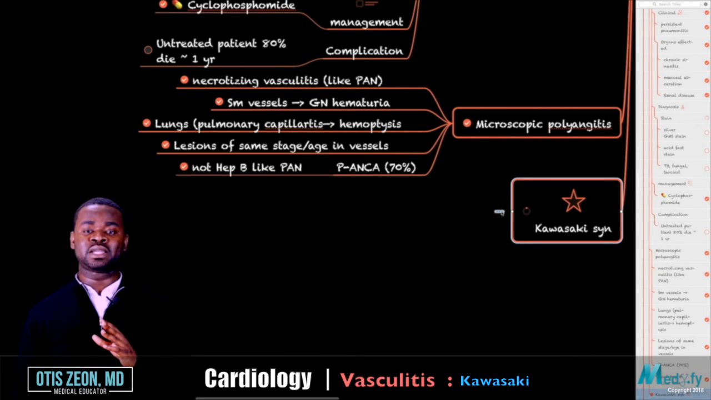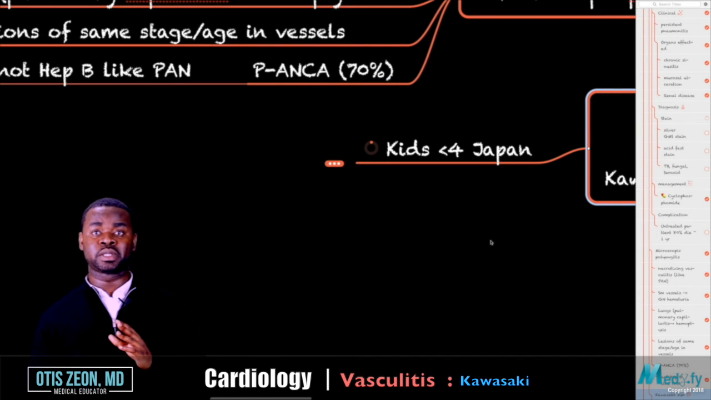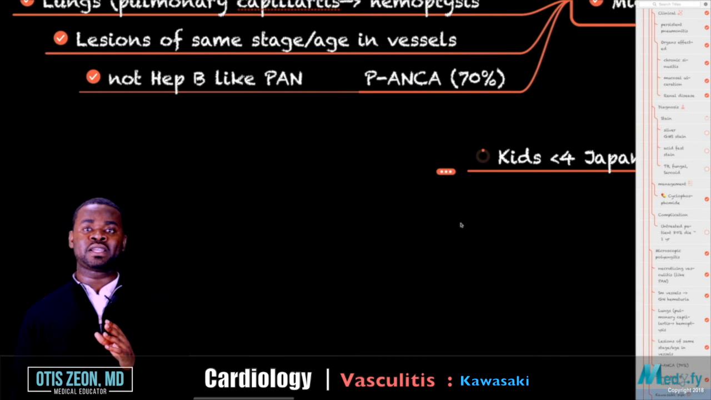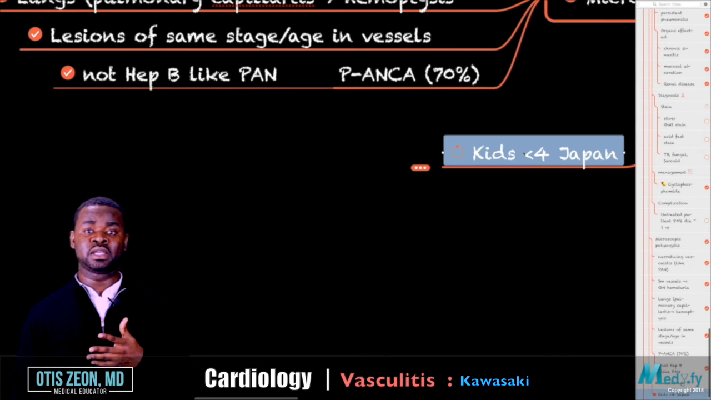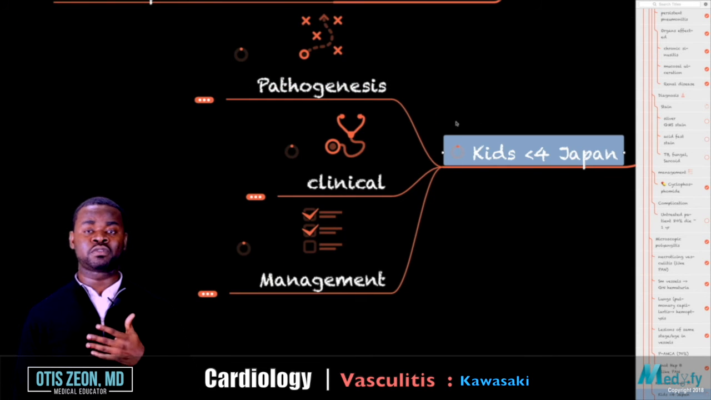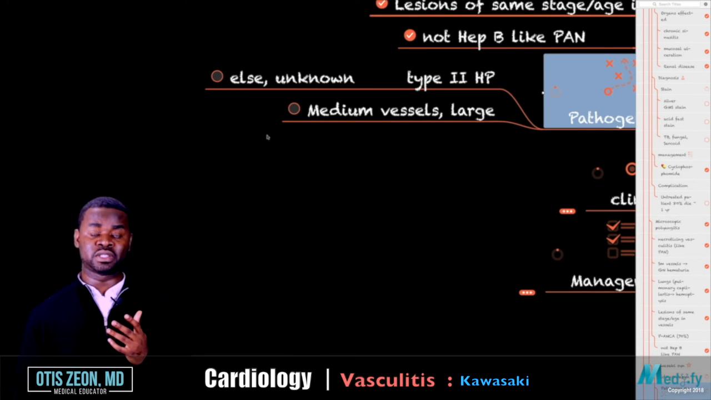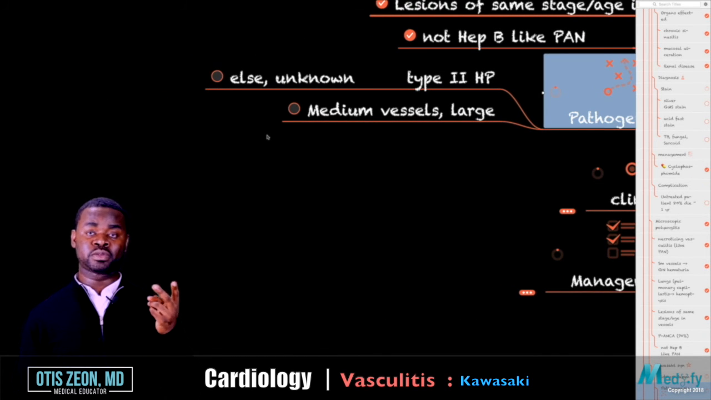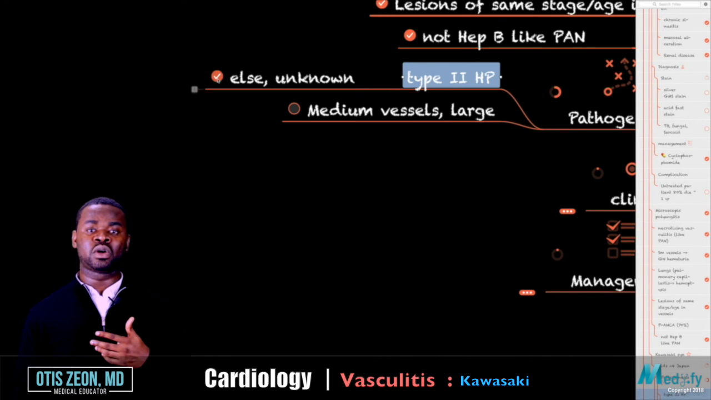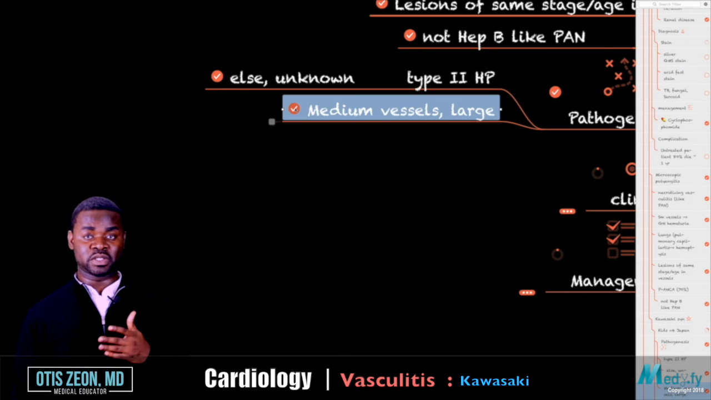Then you have Kawasaki. Kawasaki is high yield, and this is the one that they frequently would test you on. It usually affects children of Asian descent, Japanese specifically, usually less than the age of 4 or 5. The pathogenesis is such that this is a type 2 hypersensitivity reaction. Now remember, Berger's was a type 1. This one is a type 2 hypersensitivity reaction. The etiology is really unknown, but it affects the medium vessels, especially the coronary vessels.